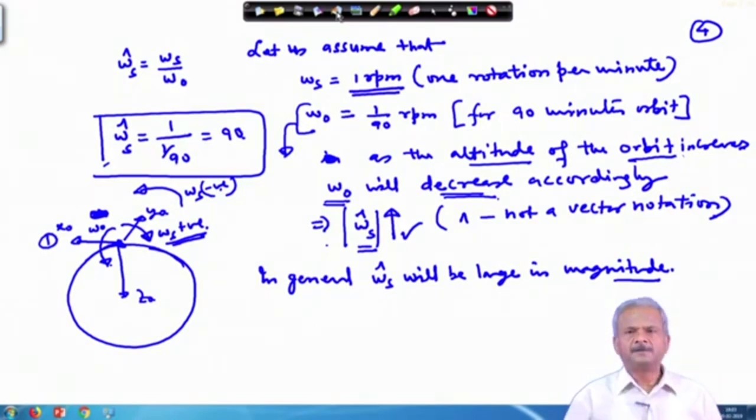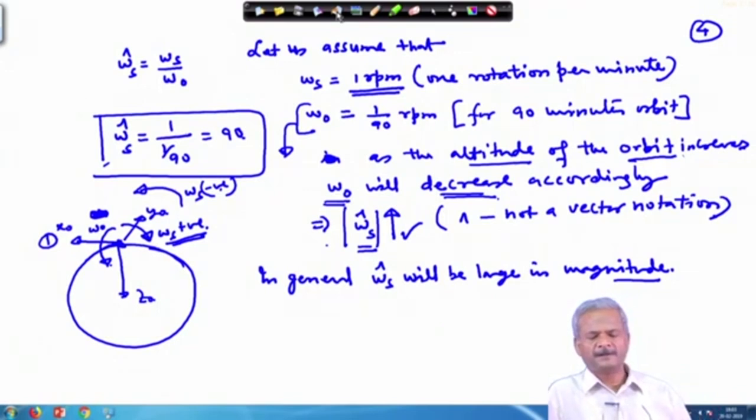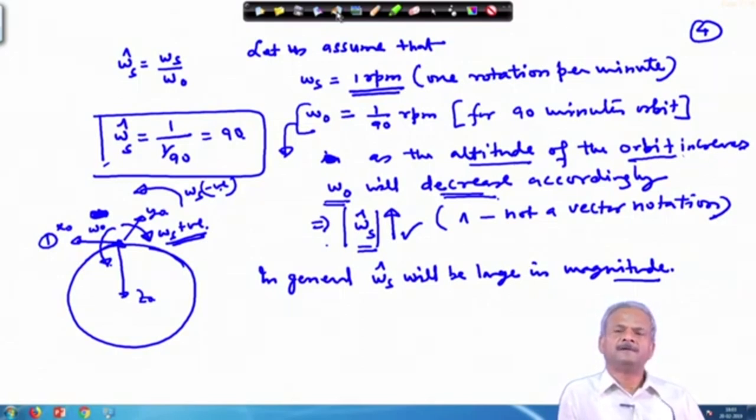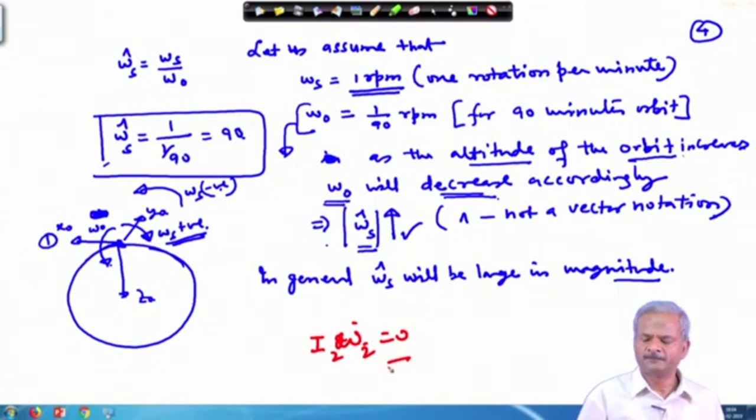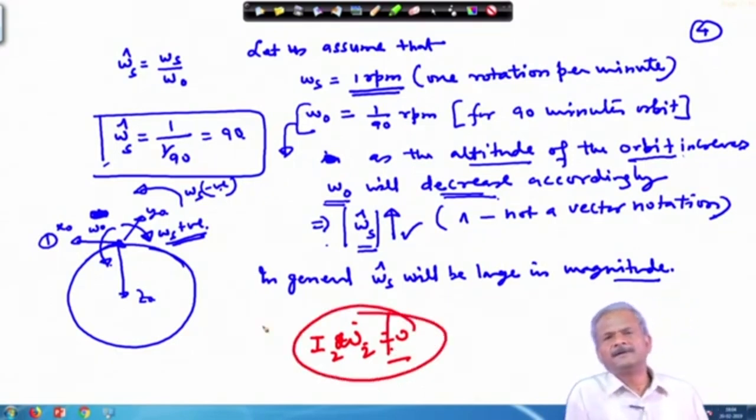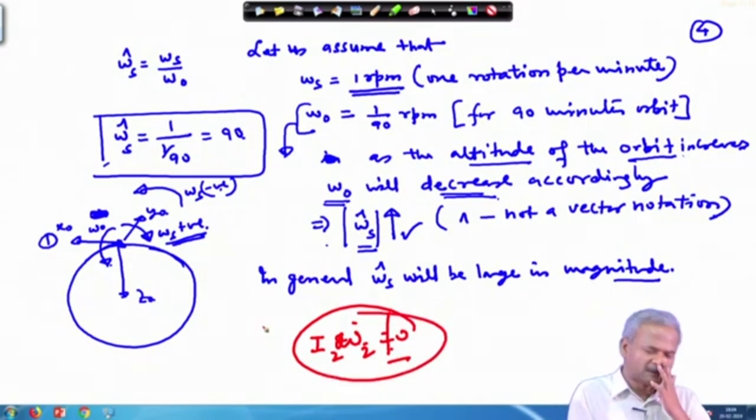Remember that whatever we are doing is an elementary course, not a very advanced course. We could have lectures on satellite attitude dynamics for one more year and we wouldn't be able to finish, so we are just presenting a limited part, keeping in view the undergraduate and postgraduate requirement. In spin stabilization, as you know, we have taken the axisymmetric case. If it is not the axisymmetric case, obviously the system will be more complicated. I1 times omega 1 dot, I2 times omega 2 dot, that quantity will not be 0 in that case, so we will have a complicated system and it will be difficult to analyze also.